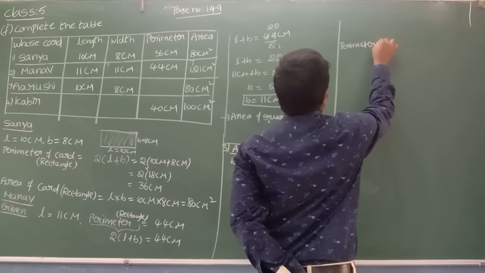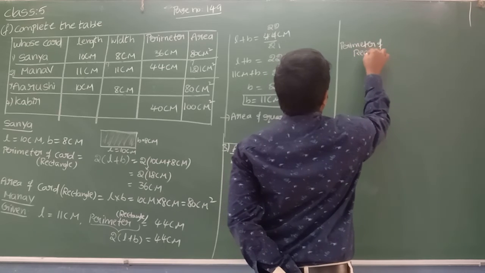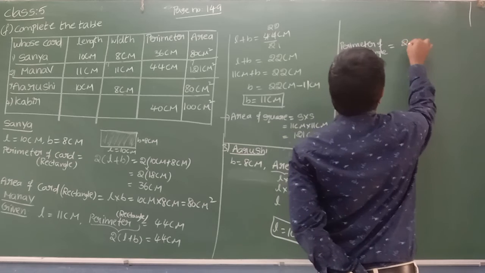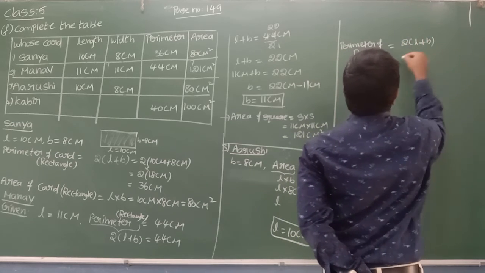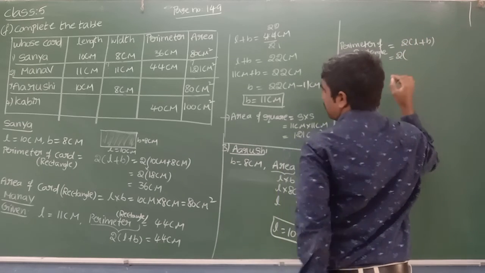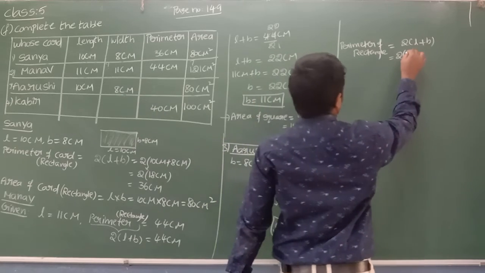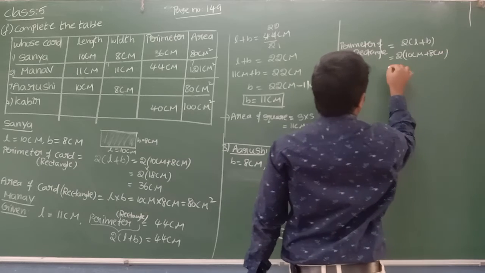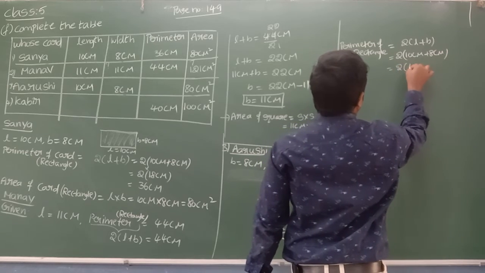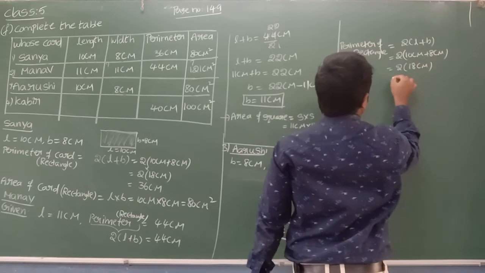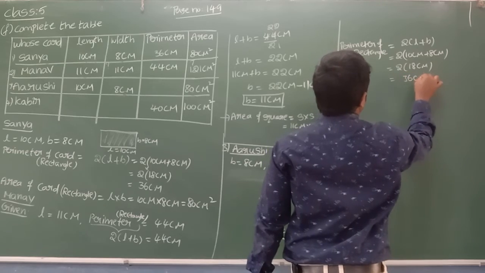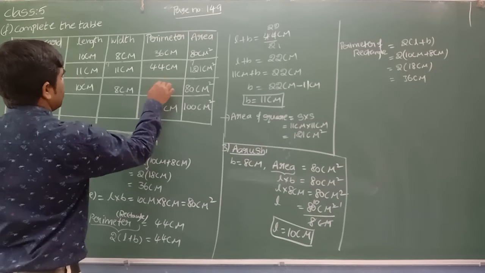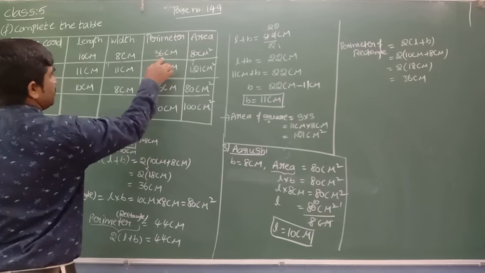Perimeter of rectangle. What is the formula we have? 2 into (L plus B) is equal to 2 into what is the length? 10 centimeters plus what is the breadth? 8 centimeters. Simplify this: 2 into (10 plus 8), 2 into 18, 36 centimeters. Already we got the same.